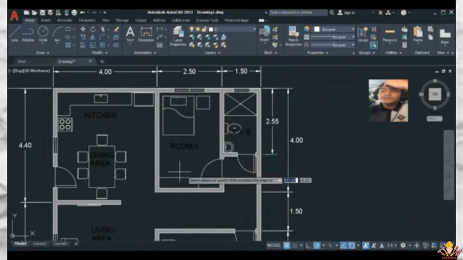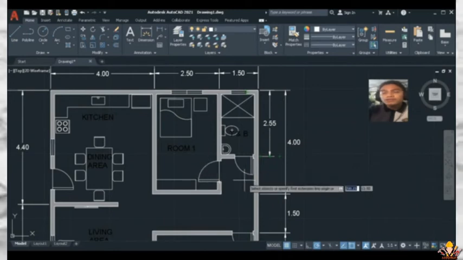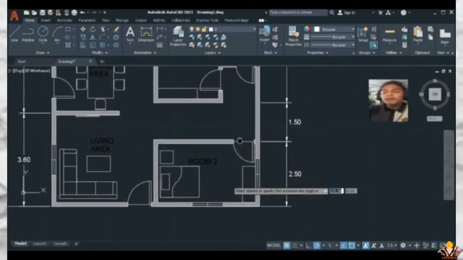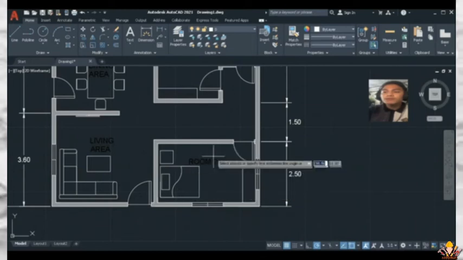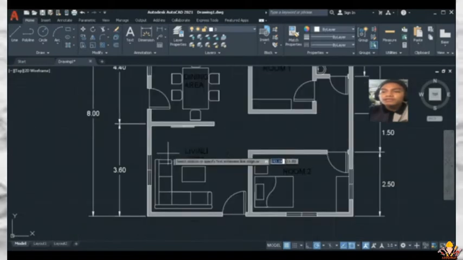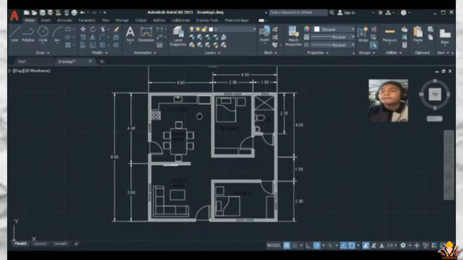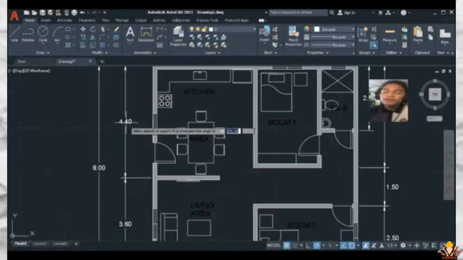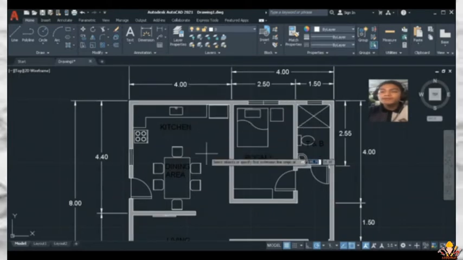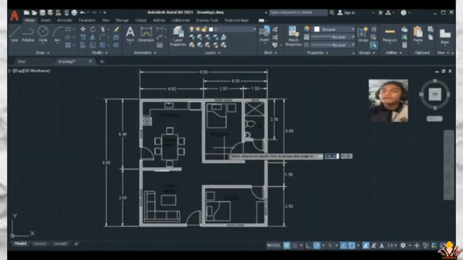For this room, we have 2.5 meters by 4.0 meters, and the same as this room. And for the living area, we have 3.6 meters by 4 meters. And last but not the least, the kitchen area and the dining area, we have 4.4 meters by 4 meters. And there you have the final layout for the floor plan.